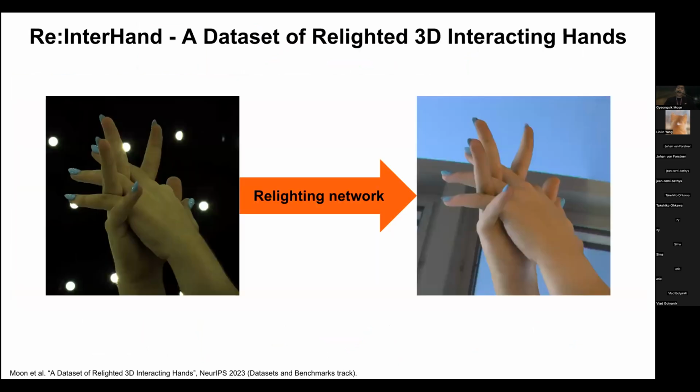And another direction that I want to address for robustness to in-the-wild environments is on the dataset side. So let me introduce our very recent dataset called the InterHand dataset, which is a dataset of relighted and 3D interacting hands, which is accepted by NeurIPS this year. The basic concept of this dataset is using a relighting network to enhance diversity of using tracked geometry.